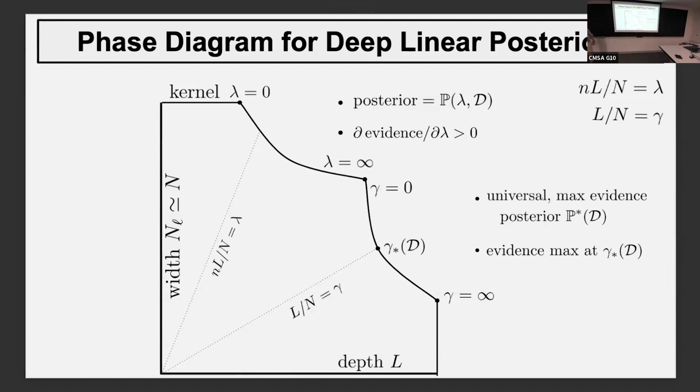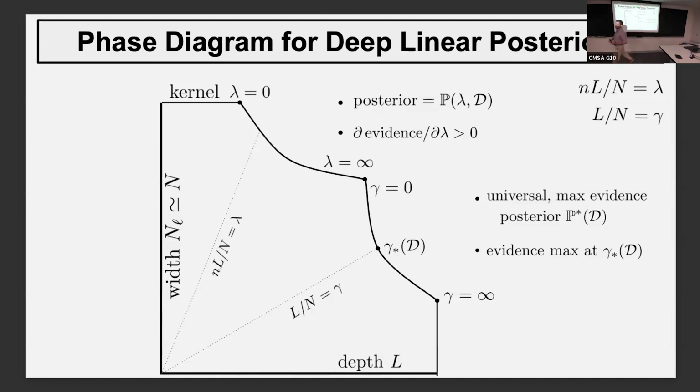And there's a unique value of gamma, a unique ratio for the depth over width that depends on the statistics of your training data, that actually maximizes the evidence. Okay, so I wasn't expecting to find something so complicated for these deep linear networks, but this is basically a complete characterization of the phase diagram for Bayesian inference at zero temperature with these deep linear models.